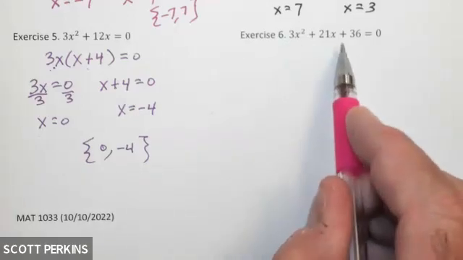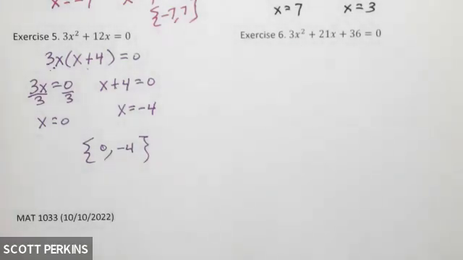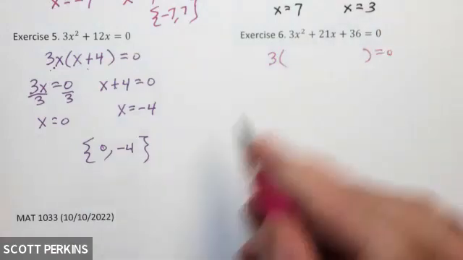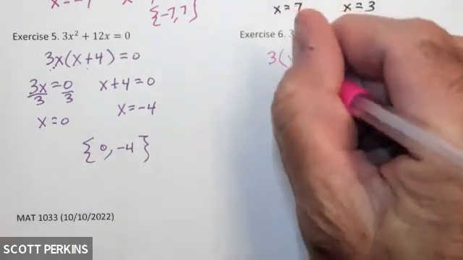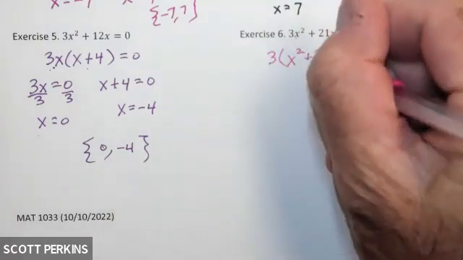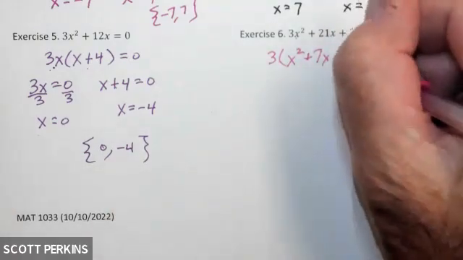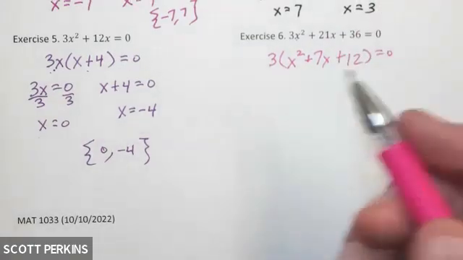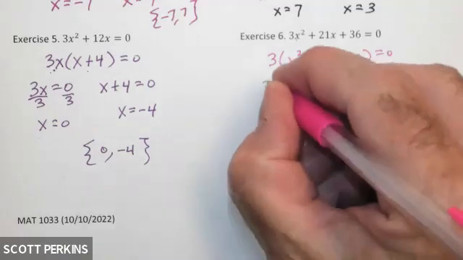Once again, is there a common factor to these terms on the left? What is it? 3. Thank you for your help, I appreciate that. So I'm going to factor out that 3. When I factor the 3 out of the 3x squared, I'm left with x squared. Factor the 3 out of 21x, I have 7x. Factor the 3 out of 36, I have 12. As always, this 3 is part of my problem, so I'm going to write it down.